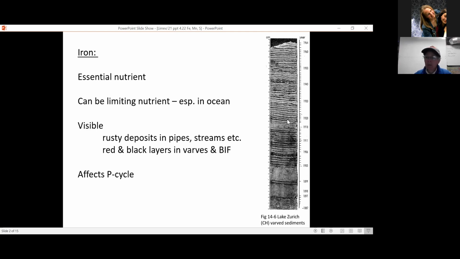And by limiting nutrient, what we mean is it's the thing in short supply compared to the rate at which it's needed. And the test for that is to add some. And if you add a little bit of iron and you get more phytoplankton growth, then it was limiting.